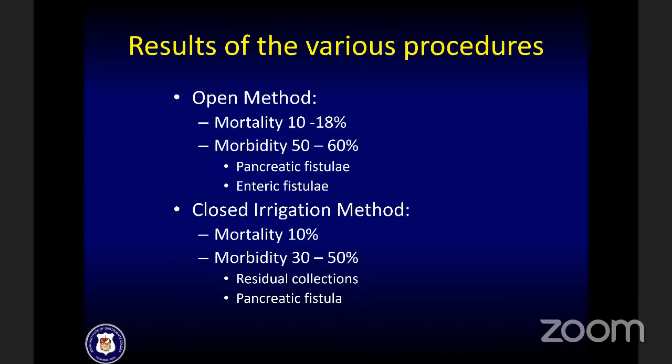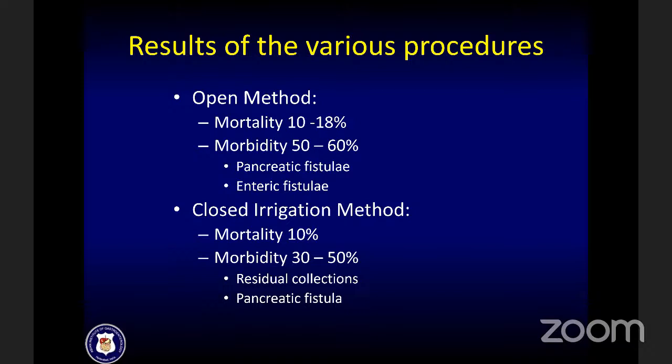So what are the results of these various procedures of the open method? With the open method, the mortality is 10 to 18%. With the closed irrigation method, the mortality is slightly lower. But the problem with the open method is enteric fistula, a big problem, because each time you remove the pack, there can be trauma to the intestine. Whereas in closed irrigation methods, these fistulas are uncommon.